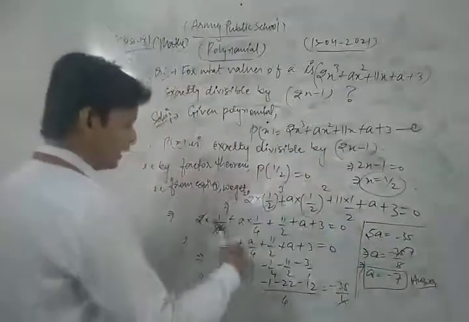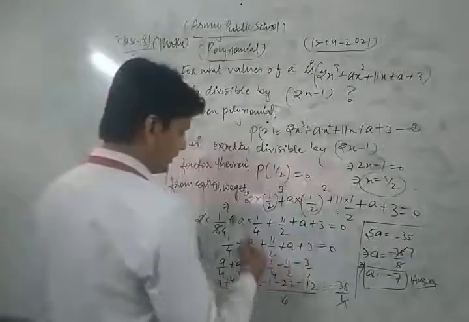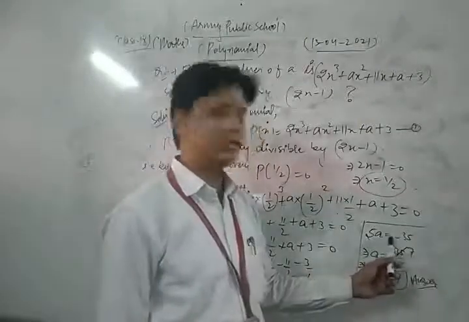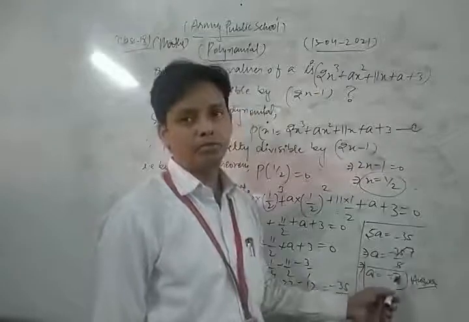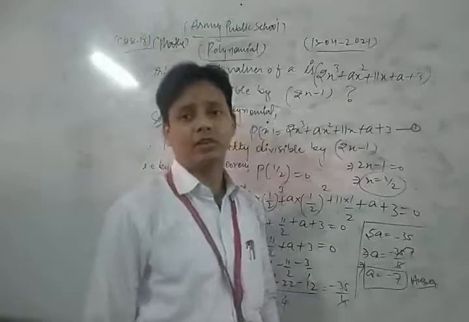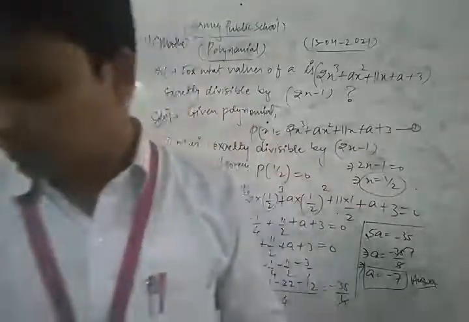Now we simplify these values. After simplifying, we get 5a is equal to minus 35. So the value of a is minus 35 upon 5. Solving, a is equal to minus 7. Thus, dear students, this is the required solution.